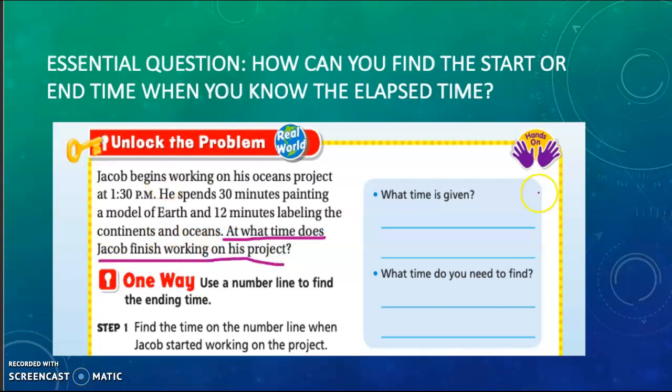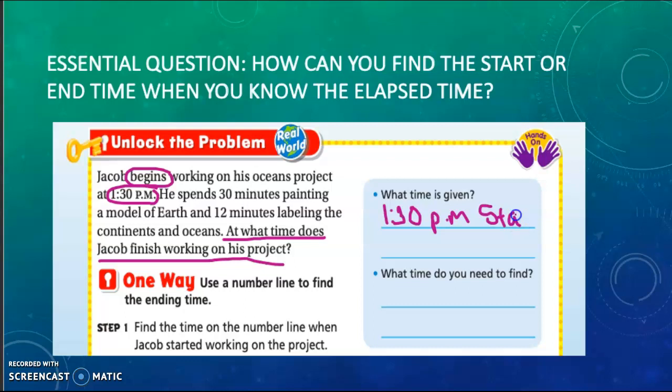Okay, so my first question says, what time is given? If I look back on the problem, my time that is given is 1:30 p.m. And this is my begin time or my start time. So 1:30 p.m. is going to be my start time. I'll label it start.